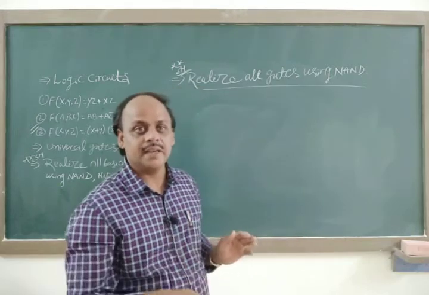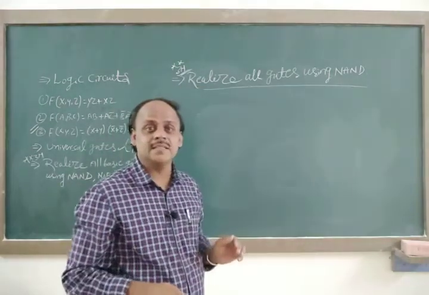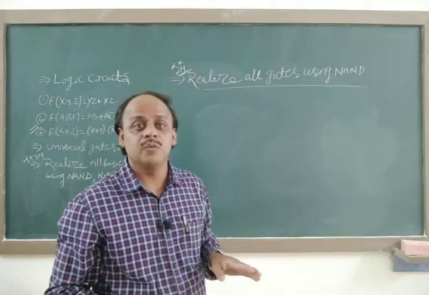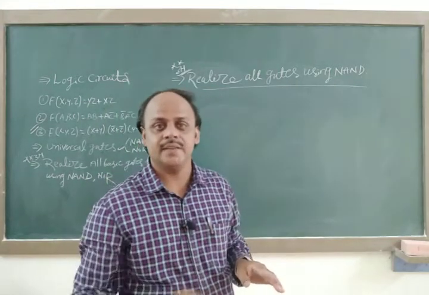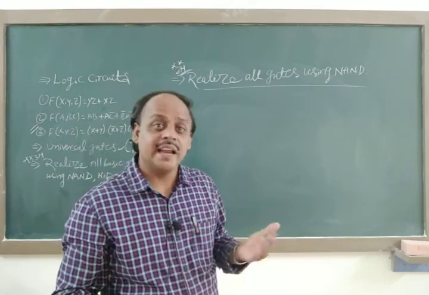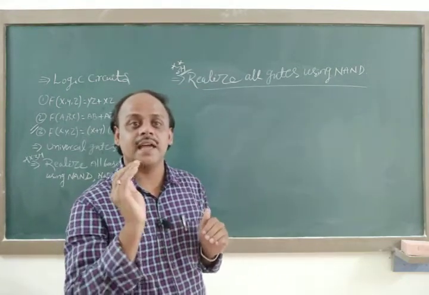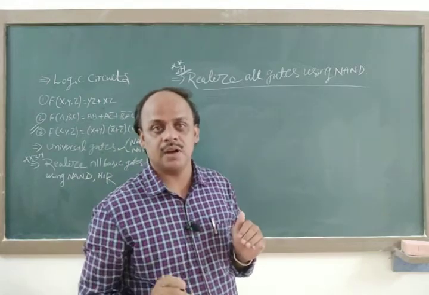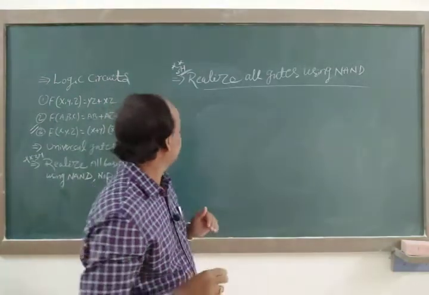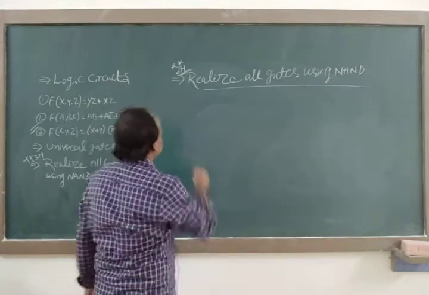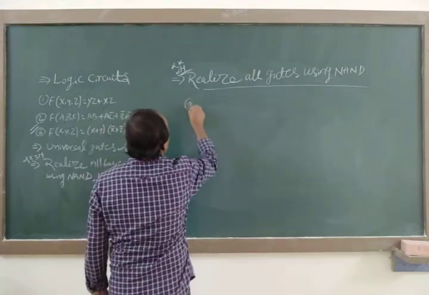Similarly, next we have to realize the OR gate using NAND, means we must get x plus y. And we have to realize NOT using NAND, means we must get x bar. So see here, first one, realize all gates using NAND.